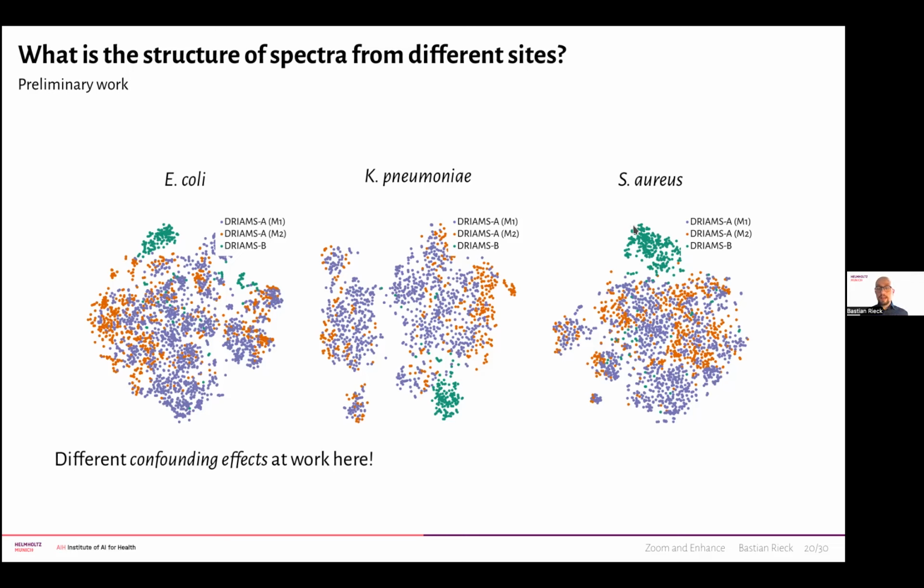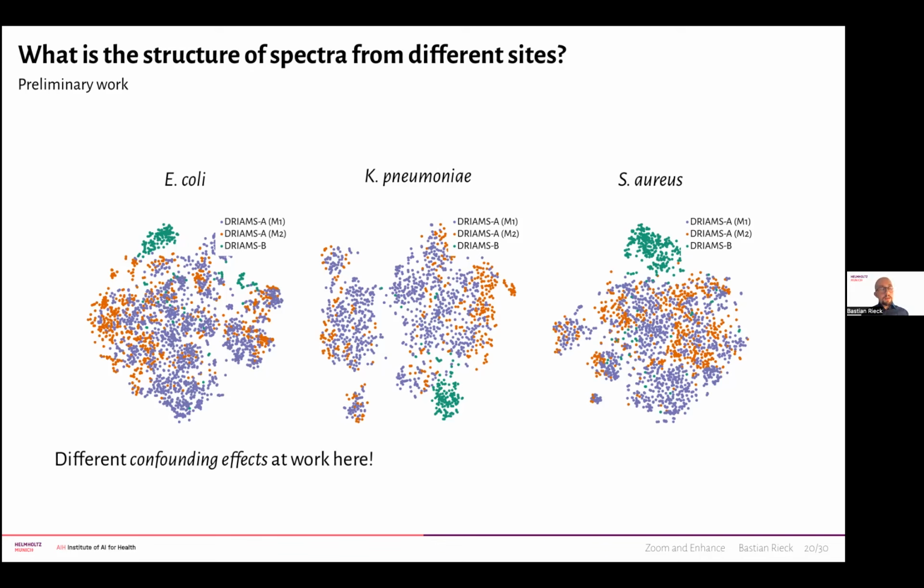So you can see that all these different pathogens have respectively one very expressed cluster of the second site. So here you have one, here you have another, here you have the third one. So this means that it's quite easy to predict the hospital that was used to do the sample collection just from looking at the spectrum itself.